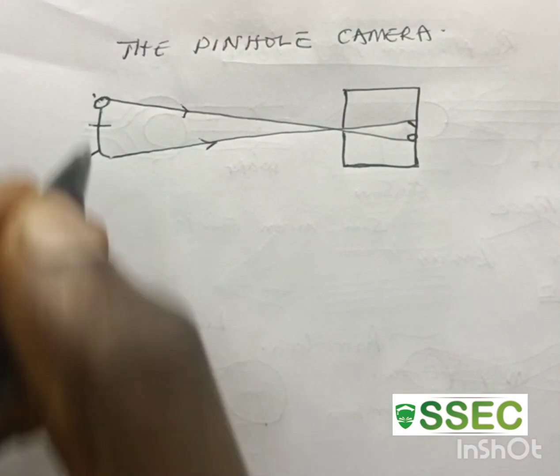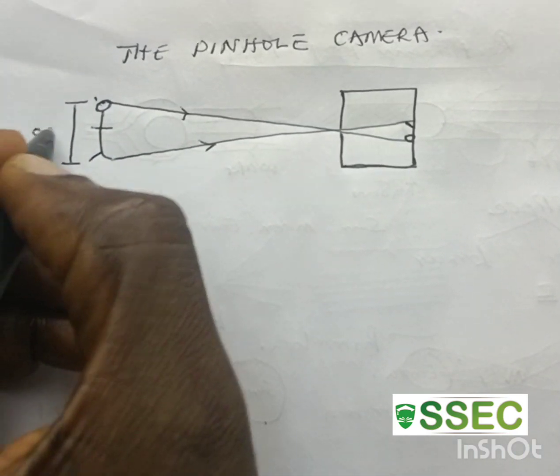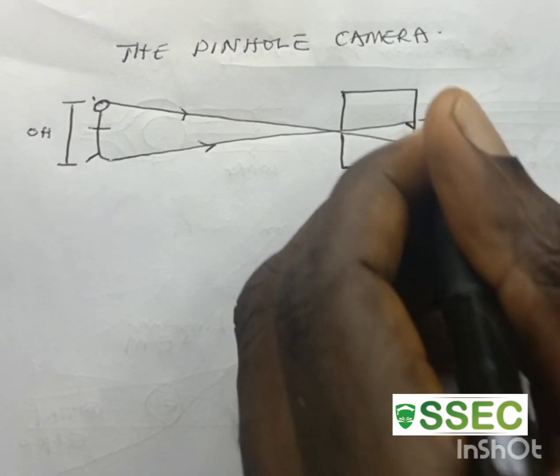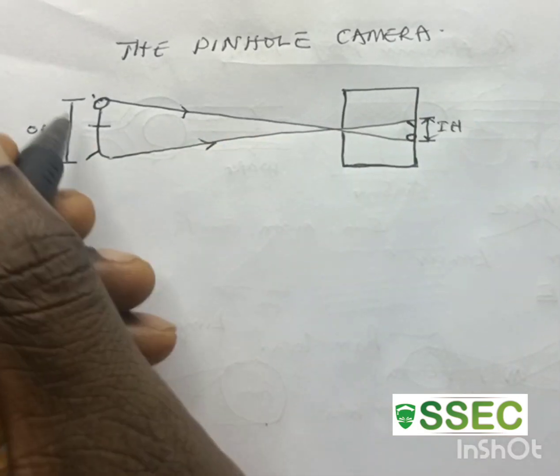So then we need to understand, one, this is our object. It has a certain height. We call it object height. This is our image. It has a certain height. We call it image height.